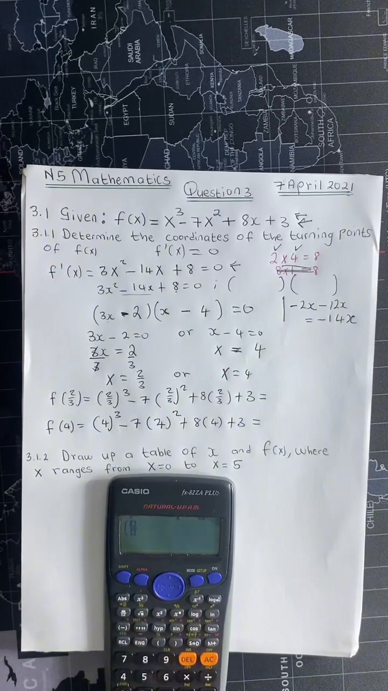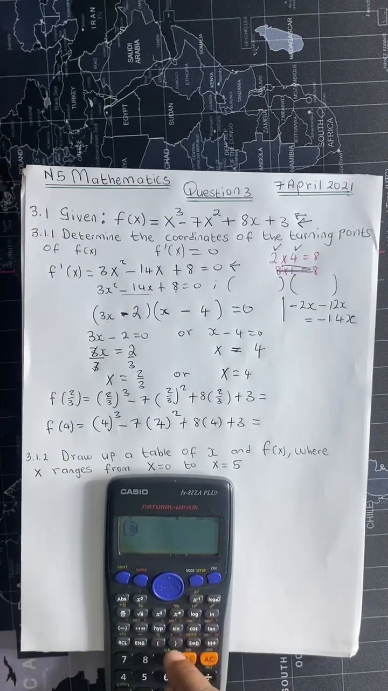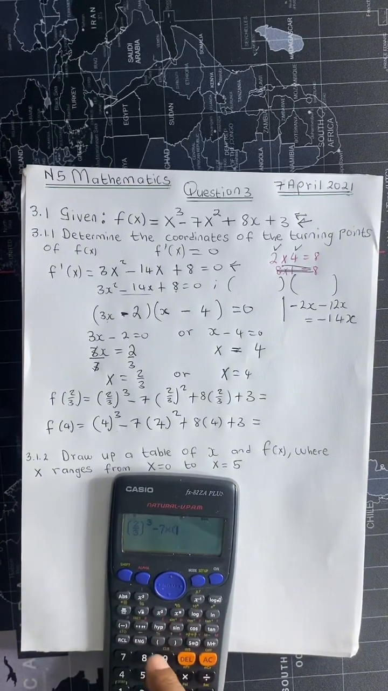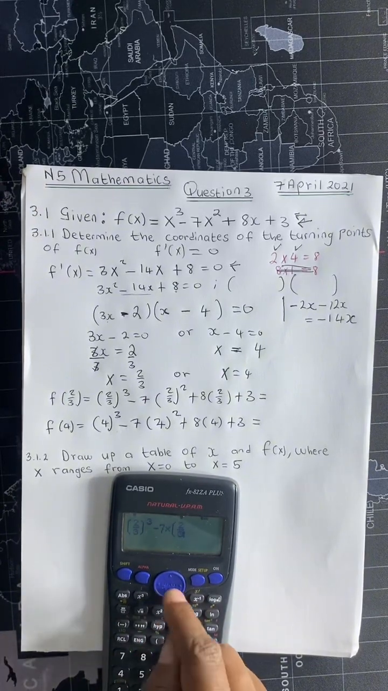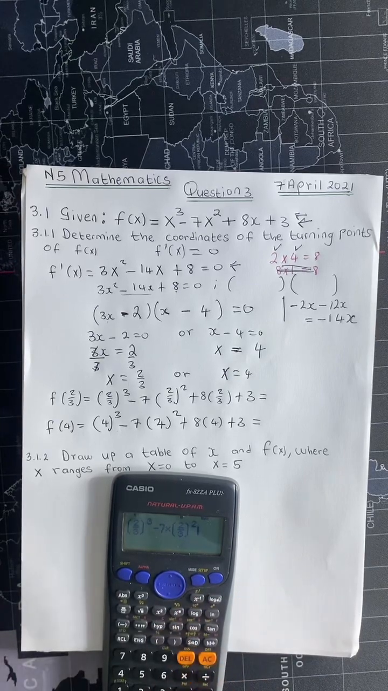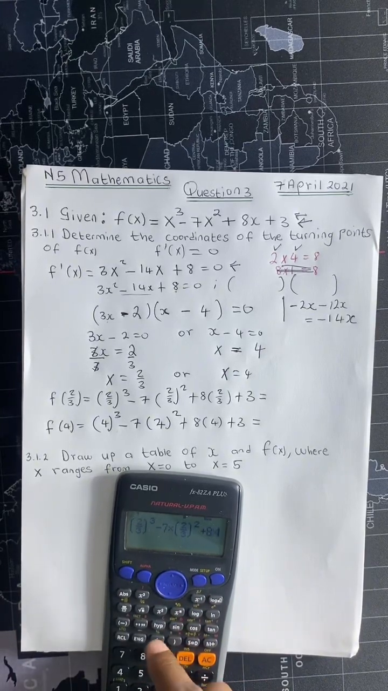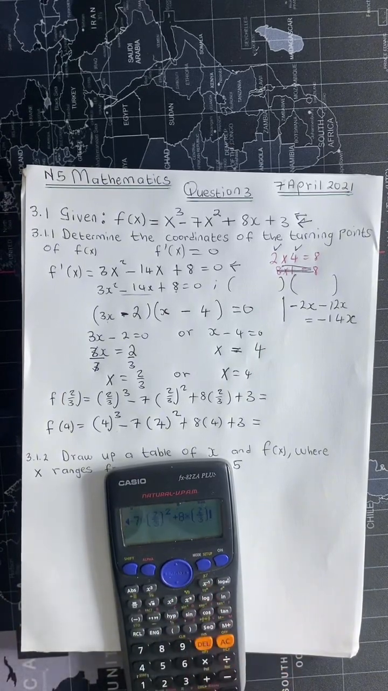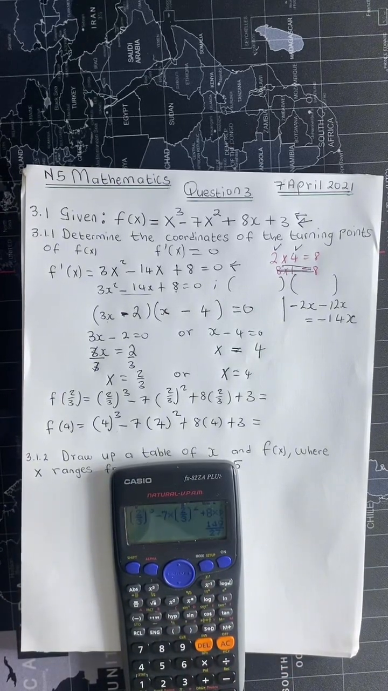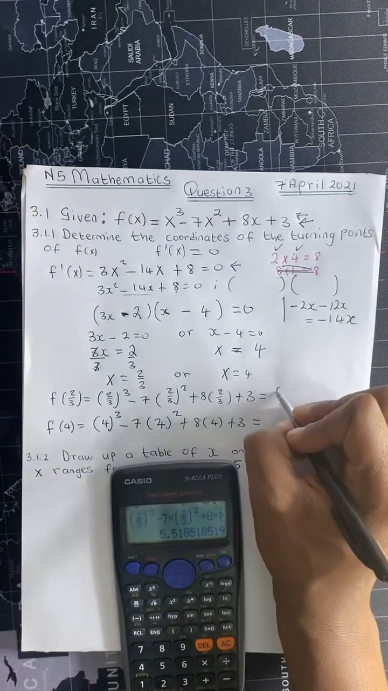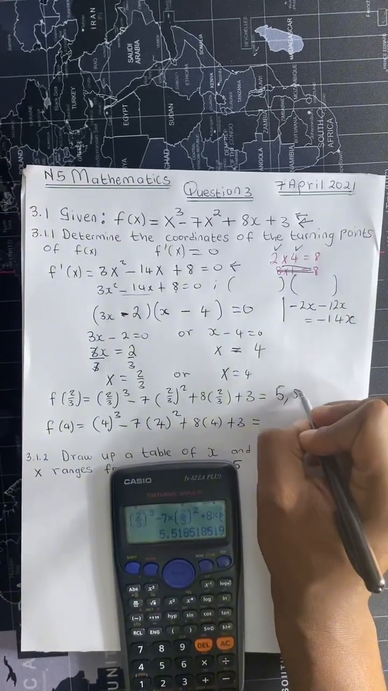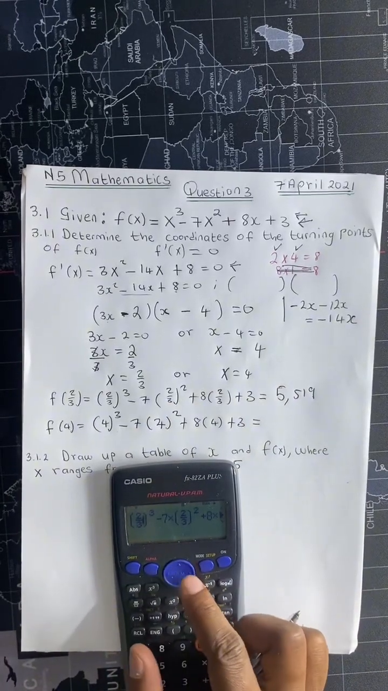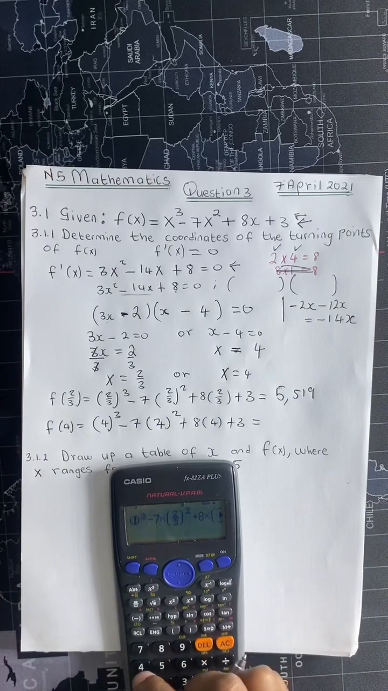we have 2 over 3 raised to the power 3 minus 7 multiplied by 2 over 3 squared plus 8 multiplied by 2 over 3 plus 3. This is equal to 5,519 for the other coordinate, which is 4.